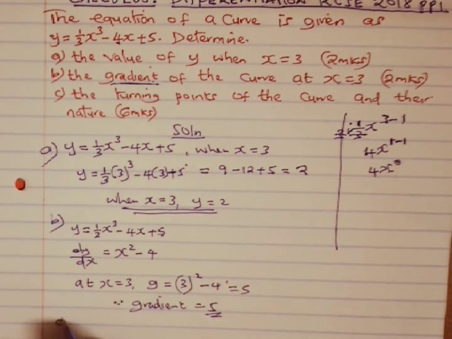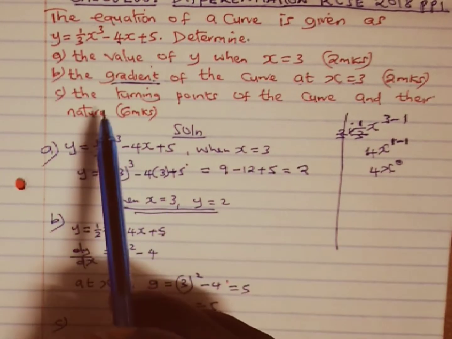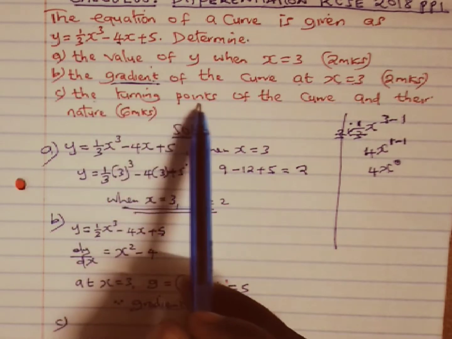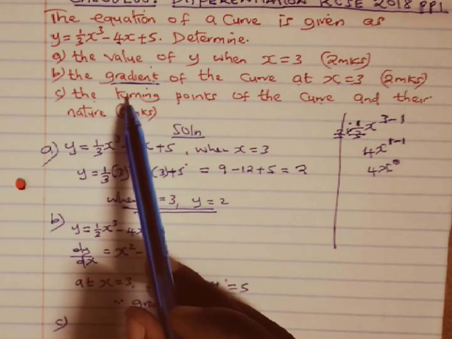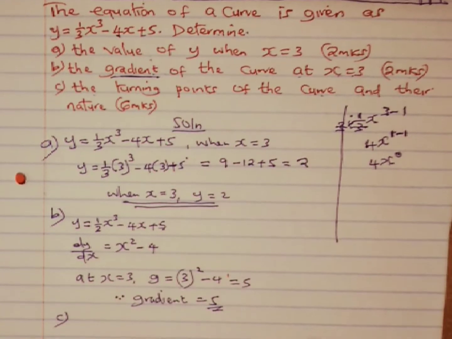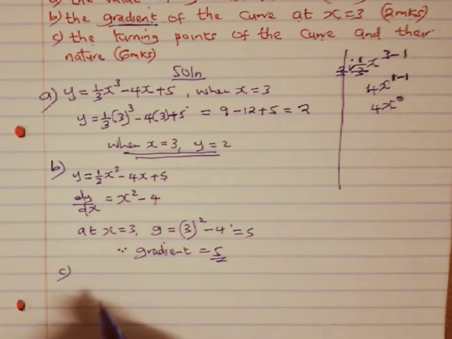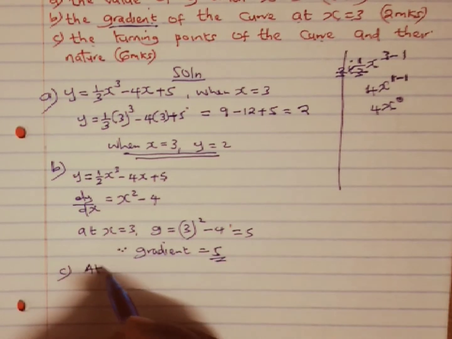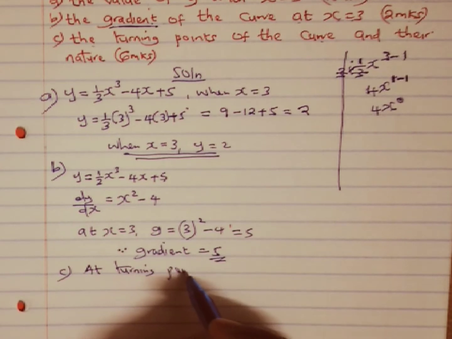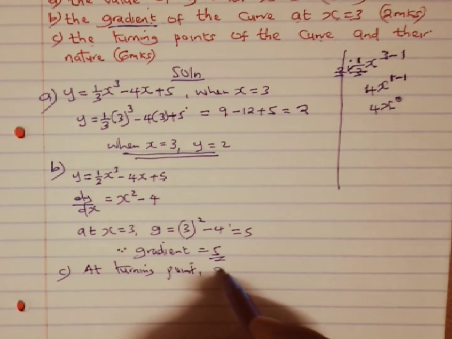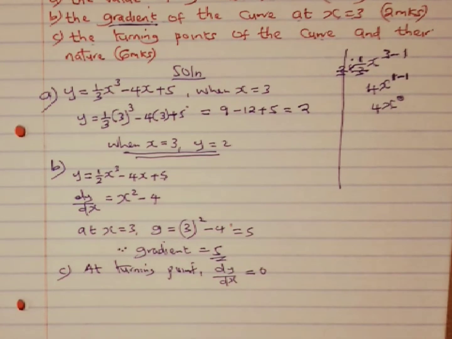We go to part C. Part C says, determine the turning points of the curve and their nature. Remember, at turning point, the gradient function of any curve will always be equal to 0. And therefore, we can say, at turning point, the dy over dx will always be equal to 0.